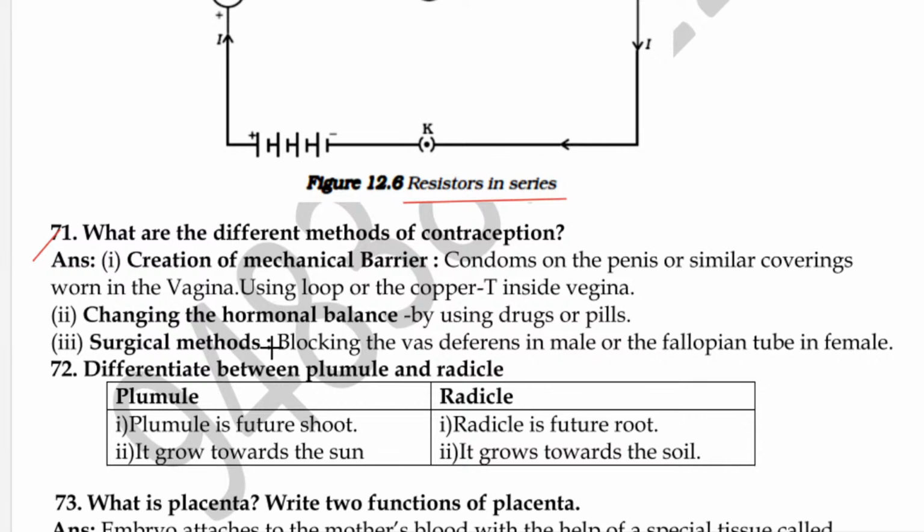Next one, changing the hormonal balance by using drugs or pills. Next one, surgical methods, blocking the vas deferens in the male or the fallopian tube in the female.